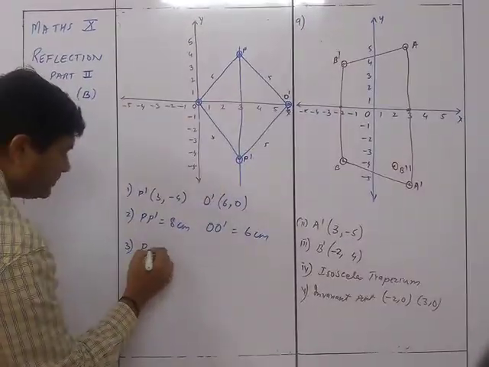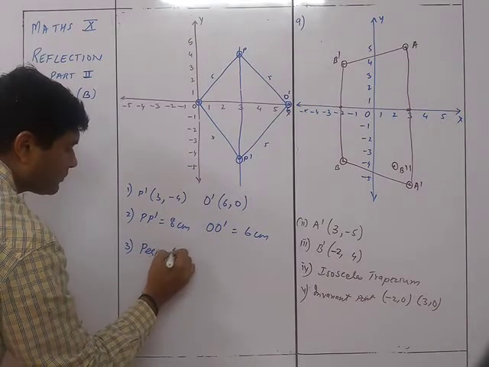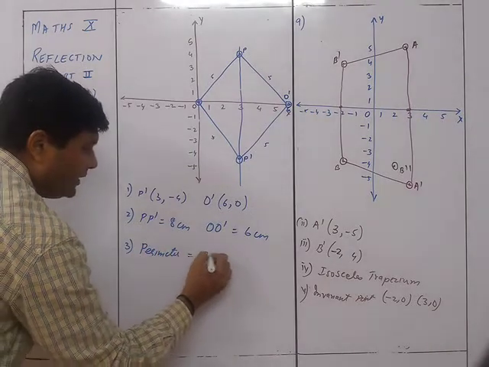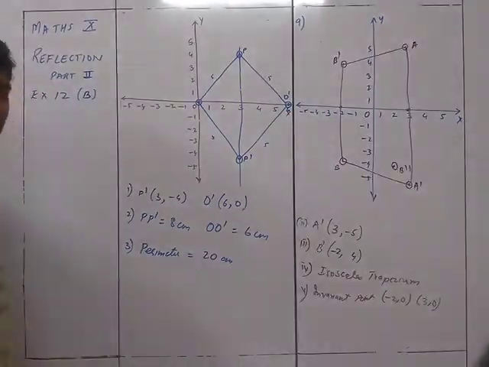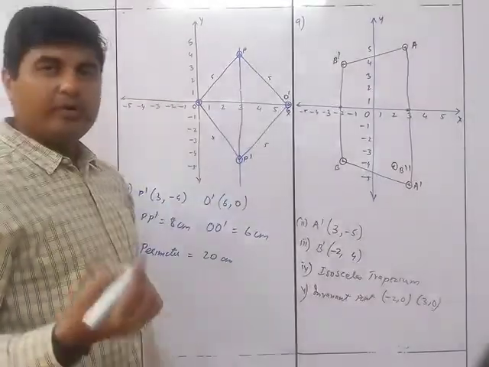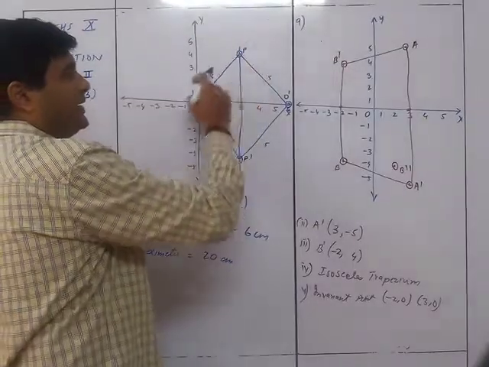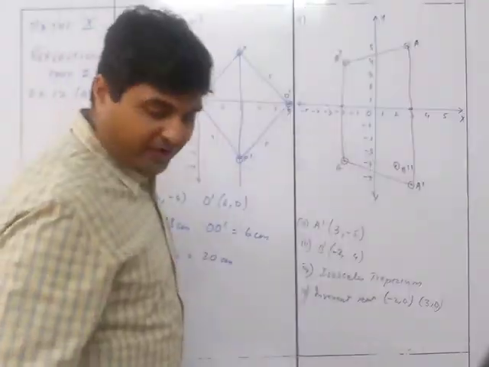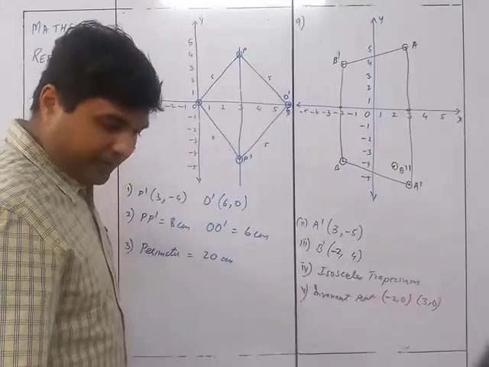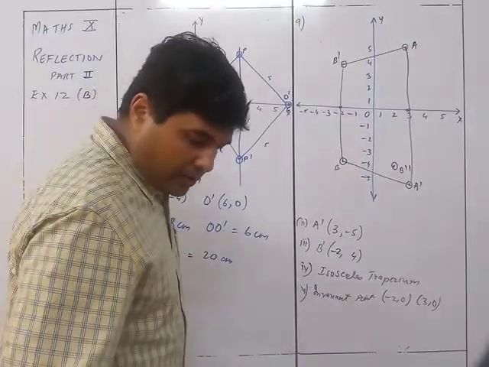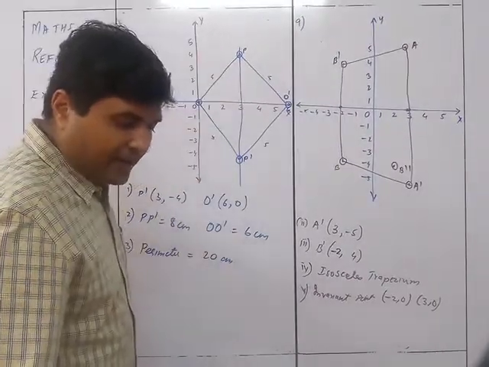So perimeter will be equal to 20 centimeters, which you can easily take by a scale also, but you will find it to be 20 because this is 3 and this is 4. So automatically this will be 5 by Pythagoras theorem. Pythagoras triplets. Now, the next is the geometrical name of the figure P.